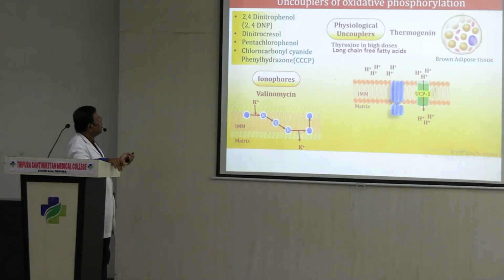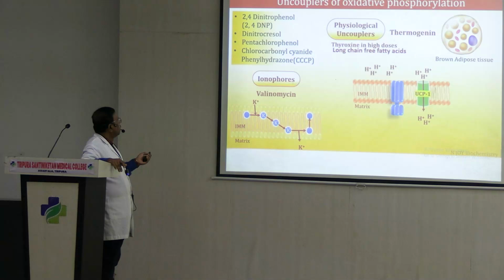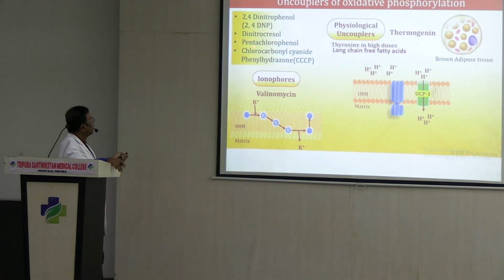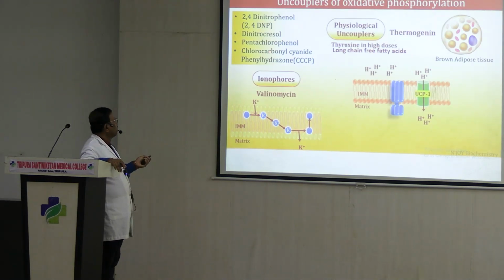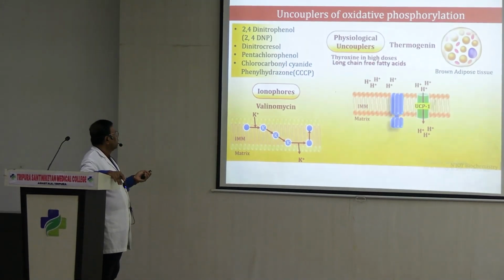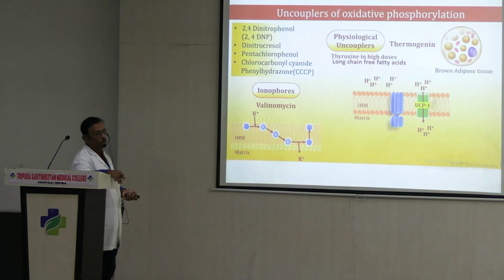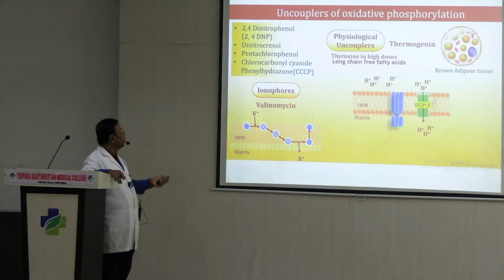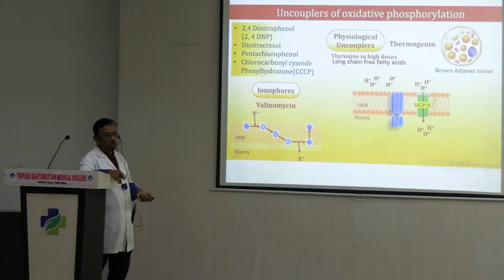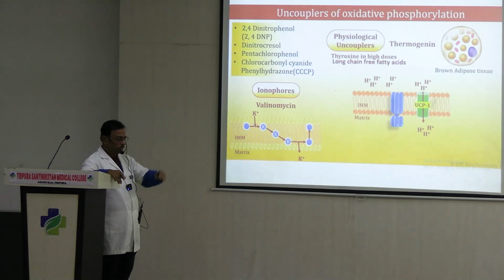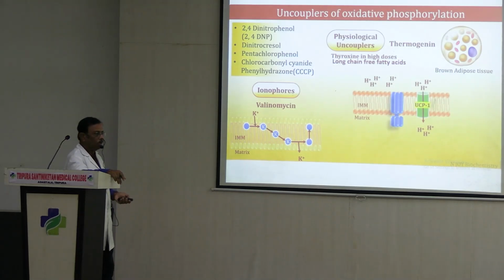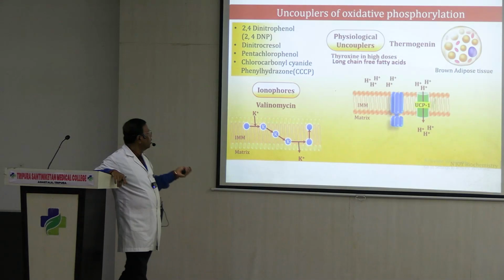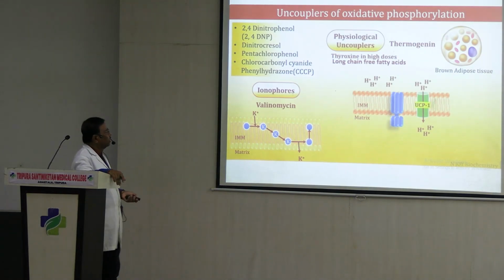Some of the uncouplers are 2,4-dinitrophenol, dinitrocresol, pentachlorophenol, chlorocarbonyl cyanide phenylhydrazone. So these are the uncouplers. Remember these things. They will give them in MCQ. They will ask you to identify the uncoupler. They will give 2, 3, 4 names of molecules, and one will be an uncoupler.